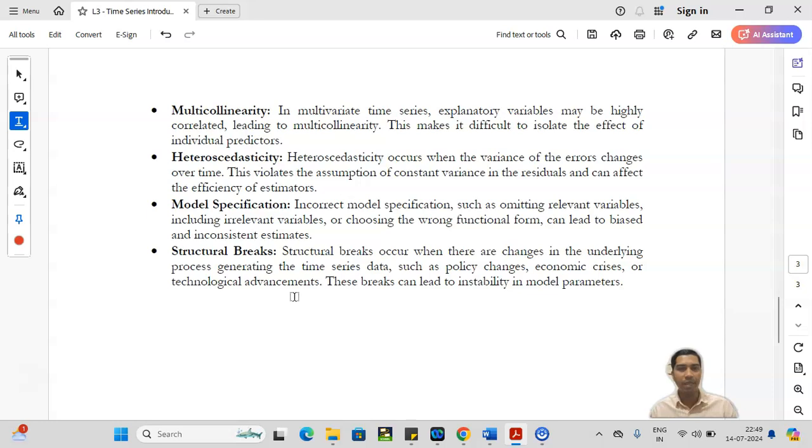So these are the very basic ideas about time series data or time series econometrics. This is the first lecture in the series on time series analysis, and we are going to learn many more aspects of time series econometrics in future.